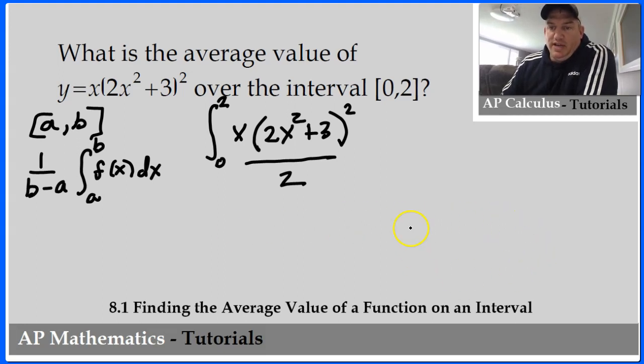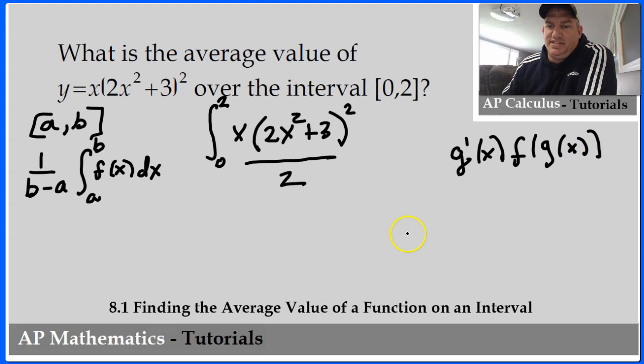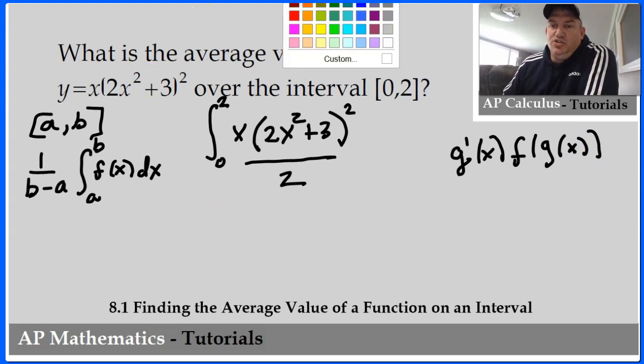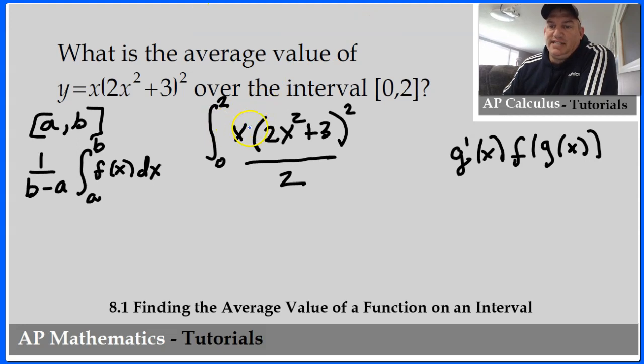So if you look at this, the integral ends up being in the following format. Very similar to g prime of x multiplied by f of g of x. It's not exactly like it, but it's really darn close. It's only off by a scalar. So we're going to do that little scalar fix that we do in class every once in a while.